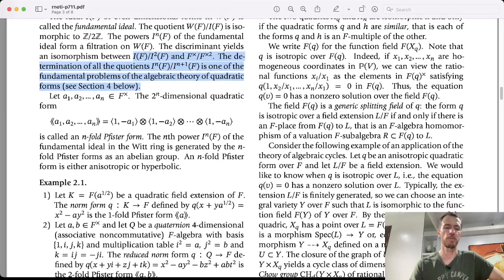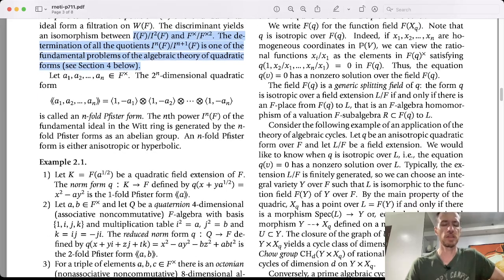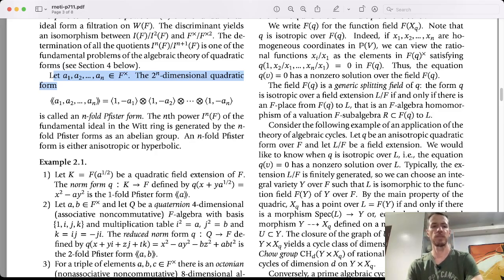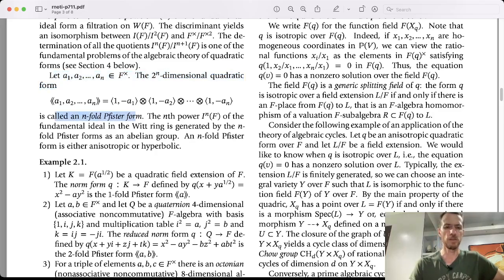Let a1, ..., an be in F×. The 2ⁿ-dimensional quadratic form ⟨⟨a1, ..., an⟩⟩ = ⟨1, −a1⟩ ⊗ ⟨1, −a2⟩ ⊗ ... ⊗ ⟨1, −an⟩ is called the n-fold Pfister form. The nth power Iⁿ(F) of the fundamental ideal in the Witt ring is generated by the n-fold Pfister forms as an abelian group. An n-fold Pfister form is either anisotropic or hyperbolic.